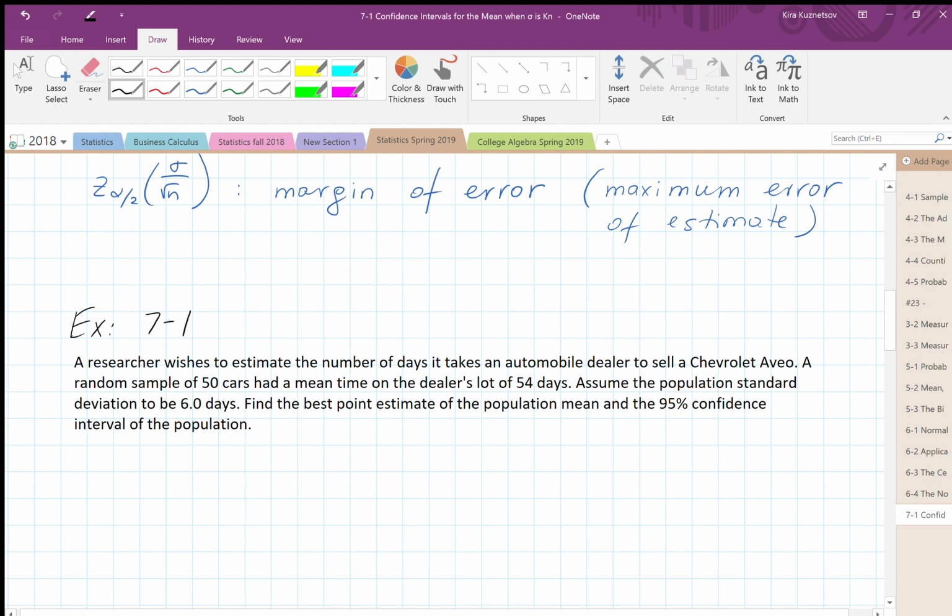What it says is a researcher wishes to estimate the number of days it takes an automobile dealer to sell a Chevrolet Aveo. A random sample of 50 cars had a mean time on the dealer's lot of 54 days. Assume that the population standard deviation is 6 days. Find the best point estimate of the population mean and the 95% confidence interval of the population mean.